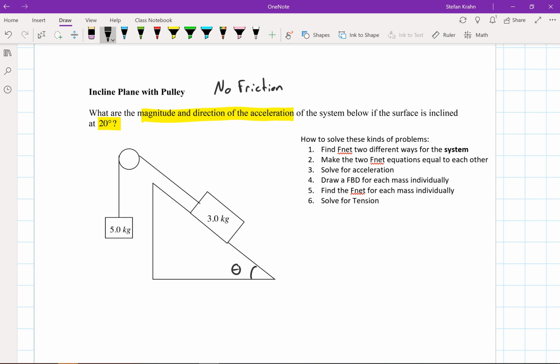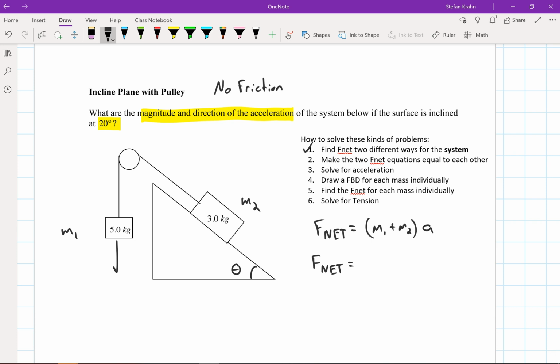Find F net two different ways for the system. So first one is, I have two masses, so my net force will be those two masses added together times the acceleration of the system. I'm going to say this is M1, this is M2. So step one is done. Step two, find another equation for net force.